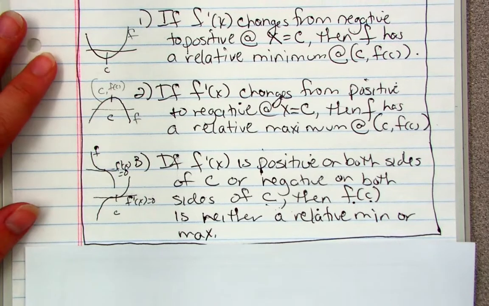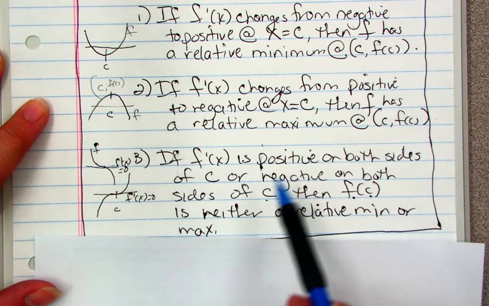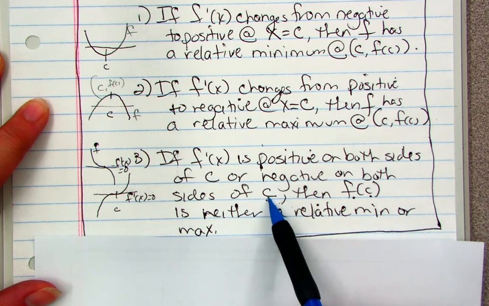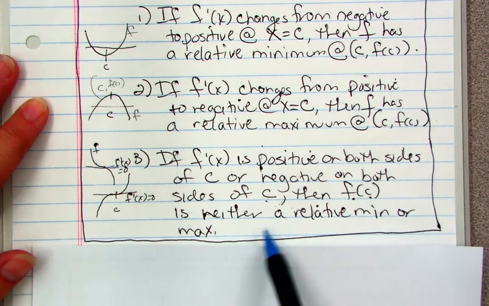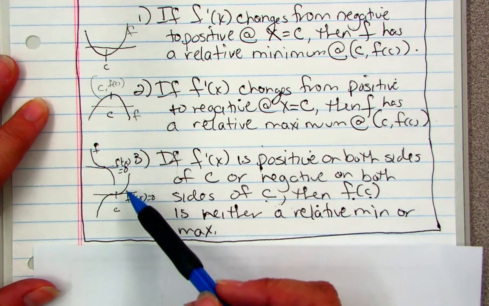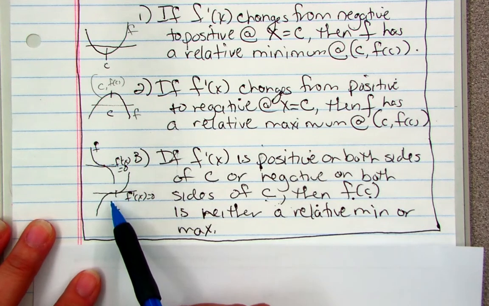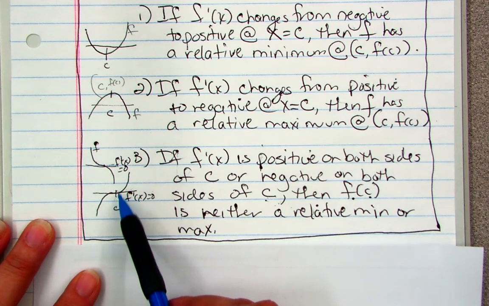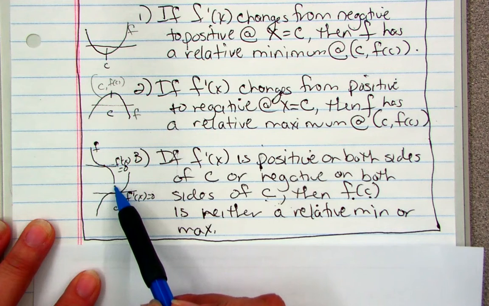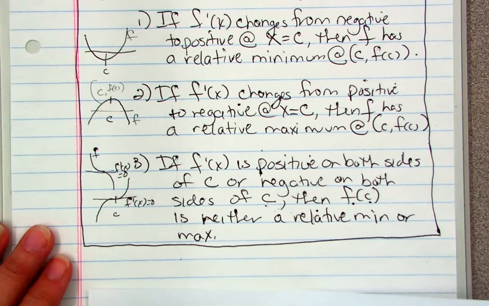Three, if f prime of x is positive on both sides of C or negative on both sides of C, then f of C is neither a relative min or a relative max. And so here are a couple of examples of my graph of f where there is a critical number C, and we found that through undefined, but it's not a relative min or max. You can see that that function is completely decreasing or that function is completely increasing. So that defines the first derivative test.